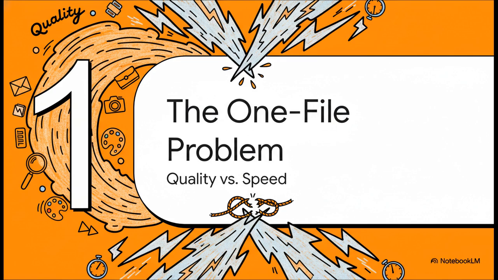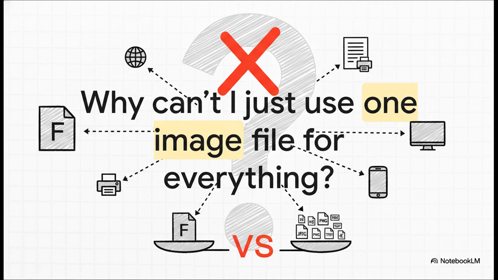The whole issue really boils down to this one fundamental conflict in the digital world. It's a constant tug-of-war between getting the absolute best quality and getting the fastest possible speed. You almost never get both at the same time, and that, right there, is the heart of our one-file problem. And that leads to the question that, let's be honest, we've all asked ourselves. Come on, why can't I just save one file and use it for everything? I mean, it would be so much simpler. But as we're about to see, trying to use a single file for every single situation just means you're making a pretty big compromise somewhere along the line.